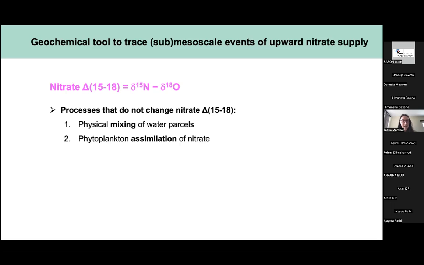And those processes, fortuitously, are the same processes that I identified as challenges. So the first one is that physical mixing of water parcels does not change nitrate delta 15-18. So it is conserved during physical mixing. And the second one is that phytoplankton assimilation of nitrate, so the biological response to the nutrient supply event, also does not change nitrate delta 15-18. So this makes this tracer quite a unique tool to assess sub-mesoscale nutrient supply.